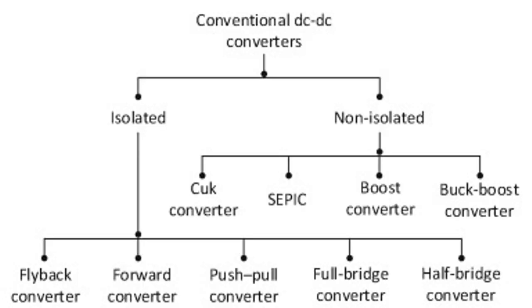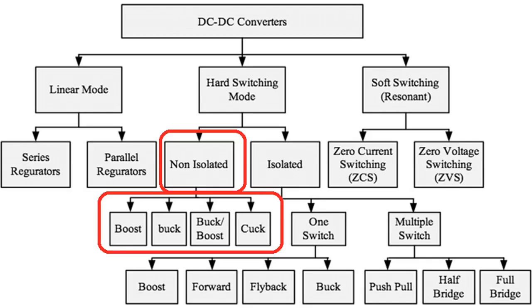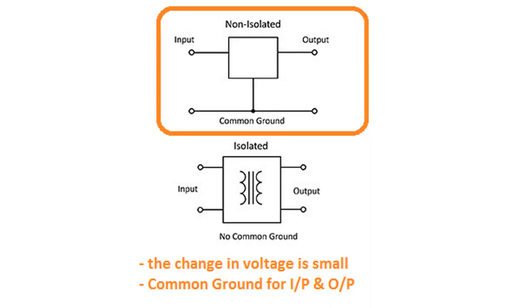Types of DC to DC converters. There are mainly two types of DC to DC converters. DC to DC converters without isolation. These DC to DC converters do not have any isolation transformer between input and output stages. Non-isolated converters are used when the change in the voltage is small. The input and output terminals share a common ground in this circuit.